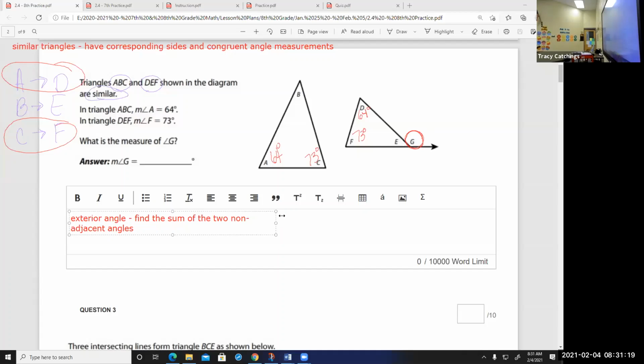All right, so Brian told us we find the sum of the two non-adjacent angles, which in this triangle happen to be angle D and angle F. So 64 plus 73 would be equal to what? Say it louder, Sam. All right, 137 degrees. So if that was 137 degrees, the measure of angle G is what? Good job, 137 degrees. If that was the sum of the two non-adjacent angles, that's what we need.